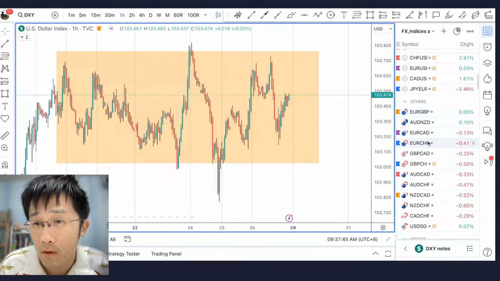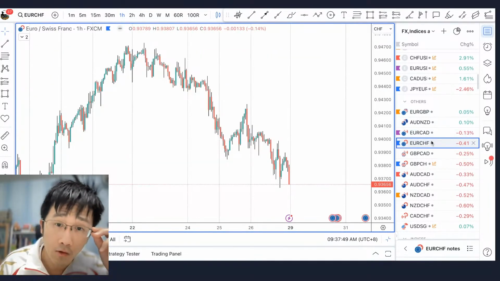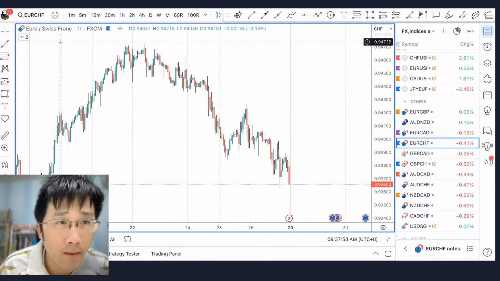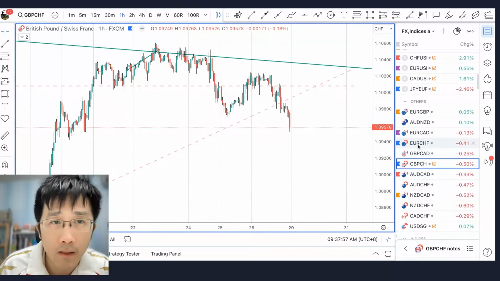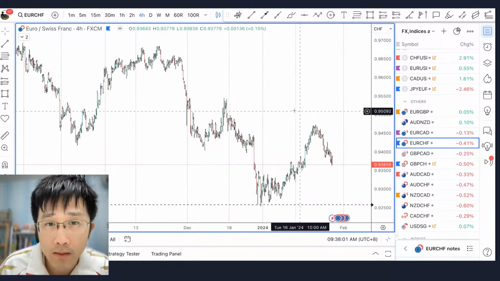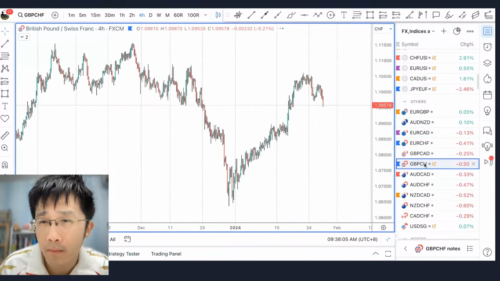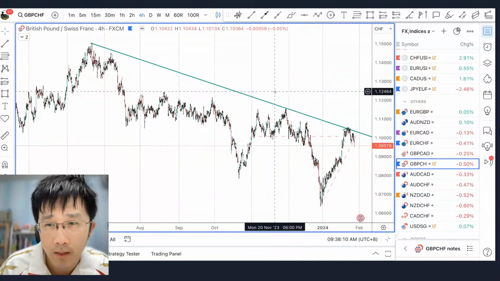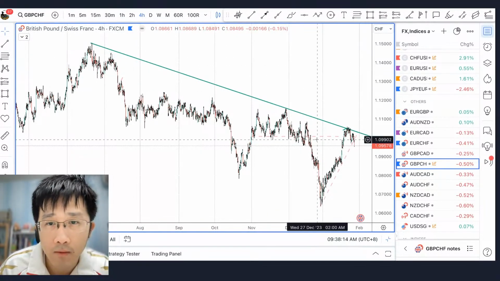Then, last week towards the end of the sharing, I was also talking about Euro Swiss franc and also pound Swiss franc. I mentioned that we can go up to the higher time frame. I mentioned this as a downtrend, and it was more prominent for the pound Swiss franc. Sorry, not pound Aussies, pound Swiss franc. Okay, so this is a downtrend.